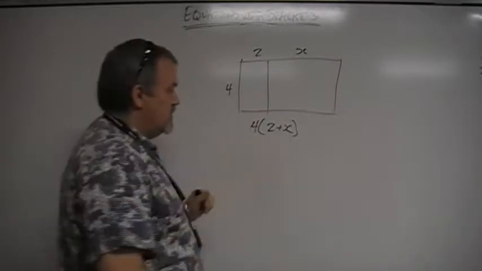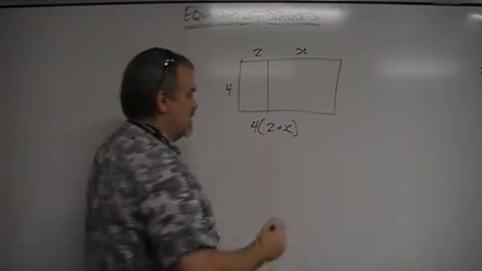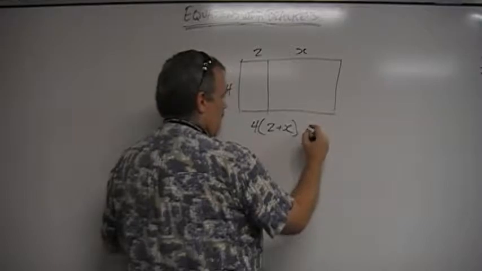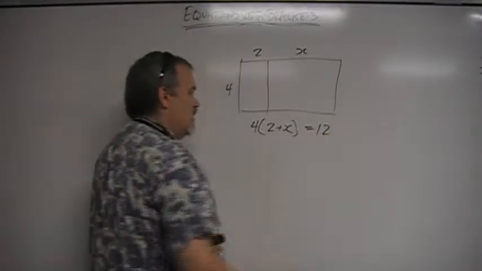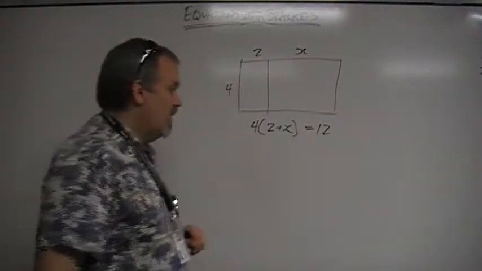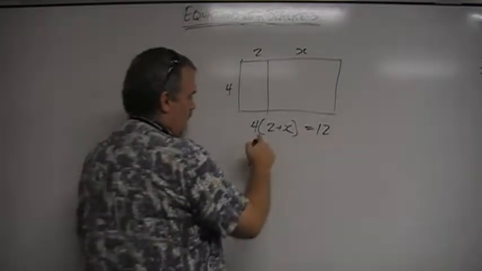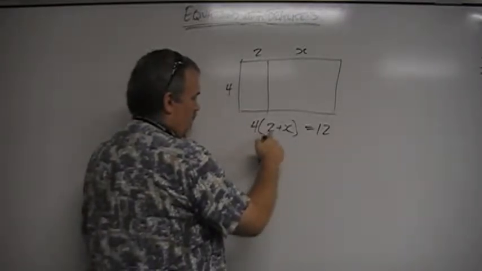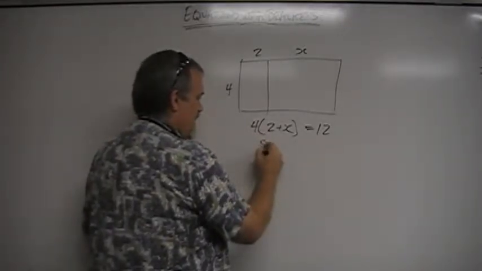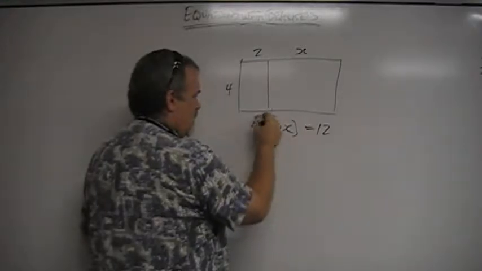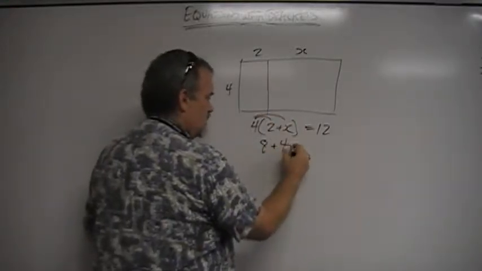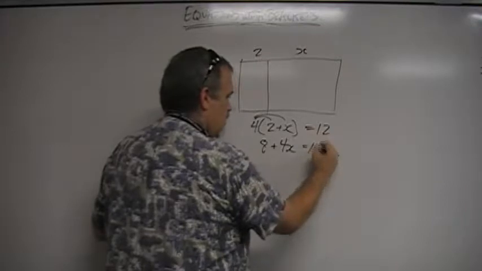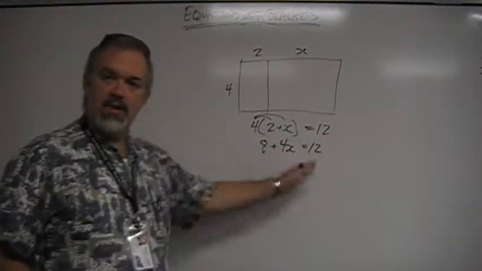Now, if we were to add another element to this and tell you that we knew that the total area was 12, then what could we do? We could say 4 times 2, we can expand that to 8, plus 4 times x is 4x, is equal to 12. Okay, and then we can solve it from there.